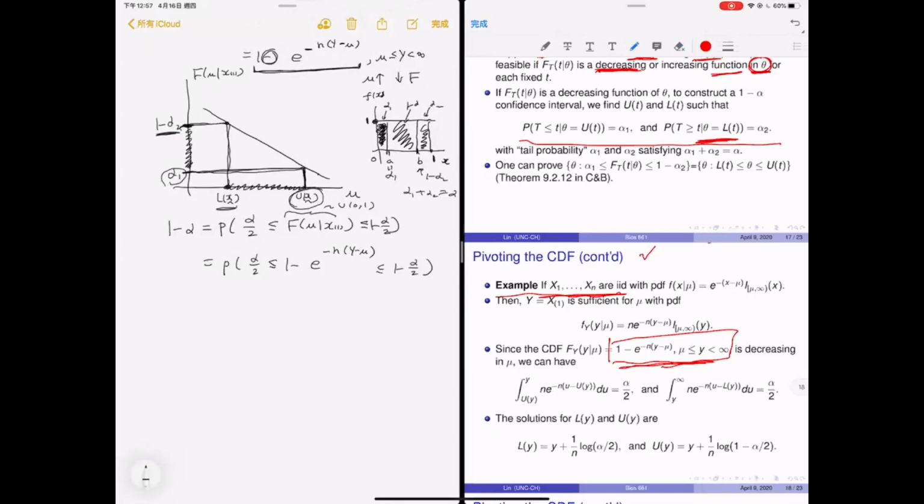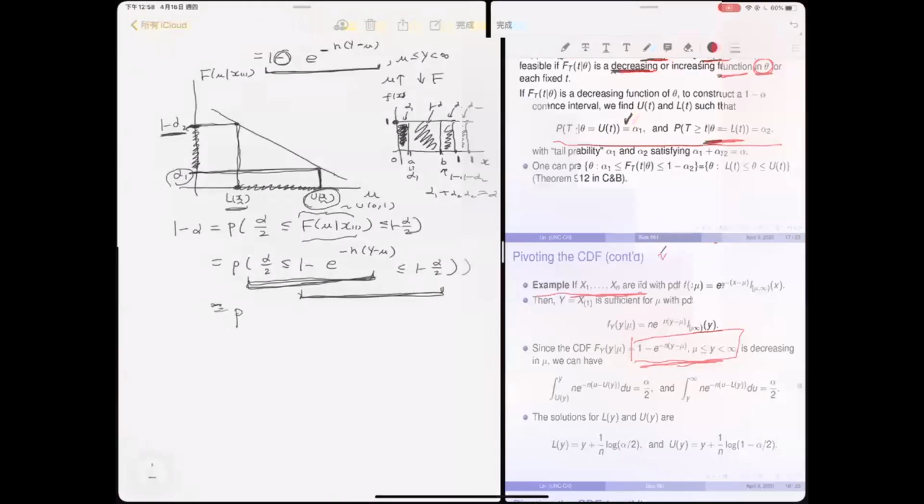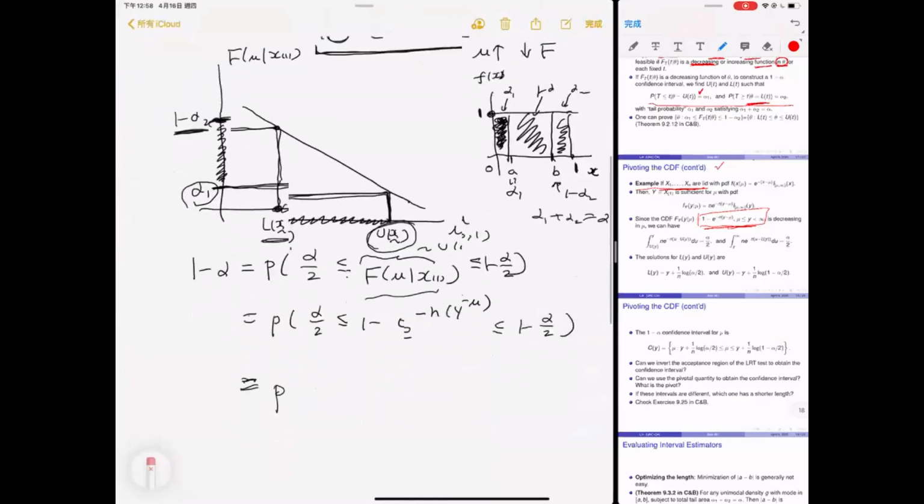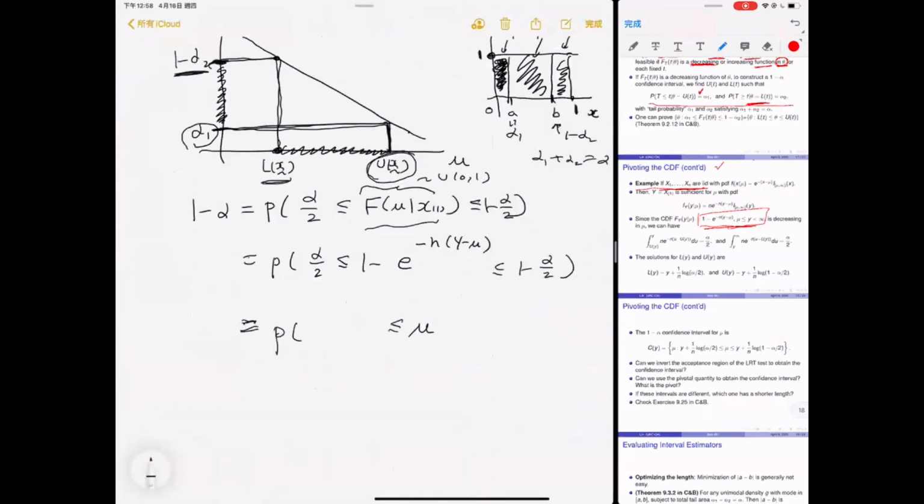I do know using alpha 1 to solve for the upper bound of mu. So you are using the left hand side right here to solve for the upper bound, and using the right hand side to find the lower bound. Luckily, in this example you can do direct algebra, just working through some operations, and you will find you can solve the problem, which means you can actually put mu in the middle, with the lower bound and upper bound on both sides.